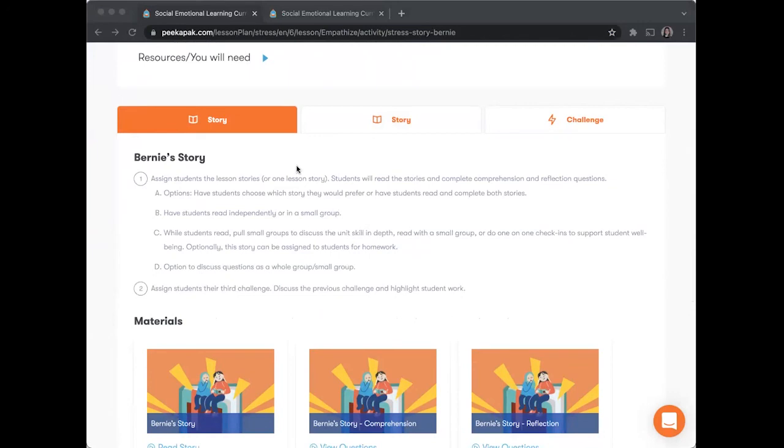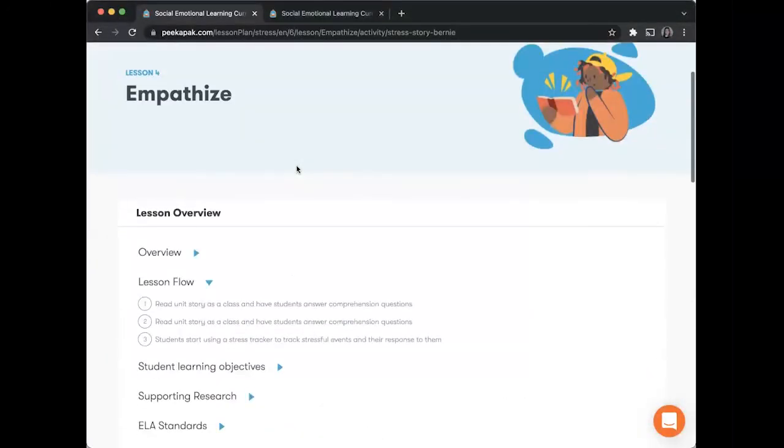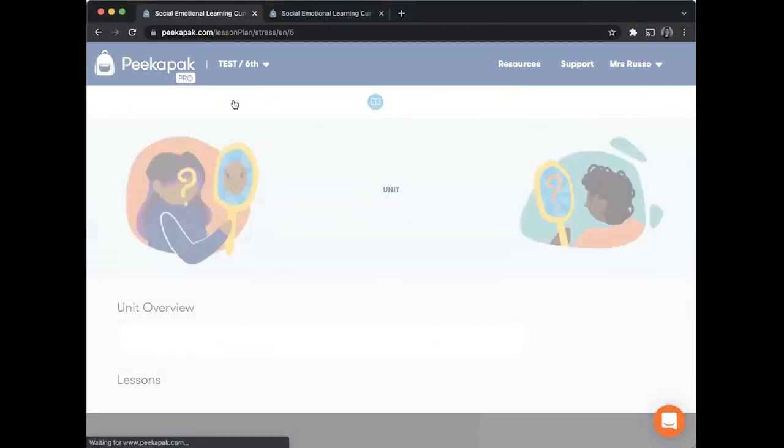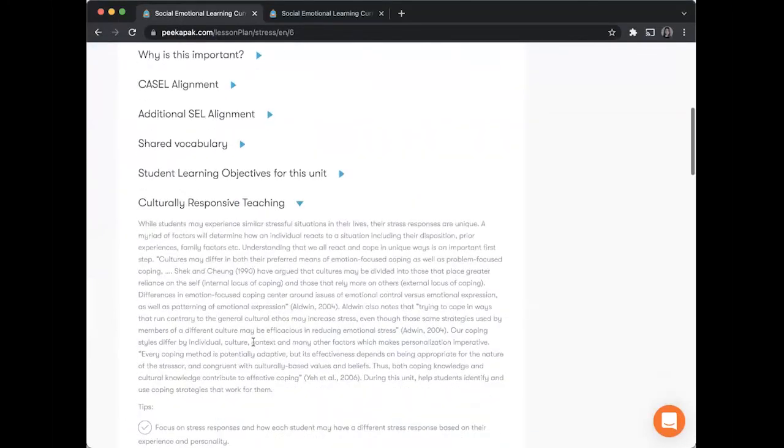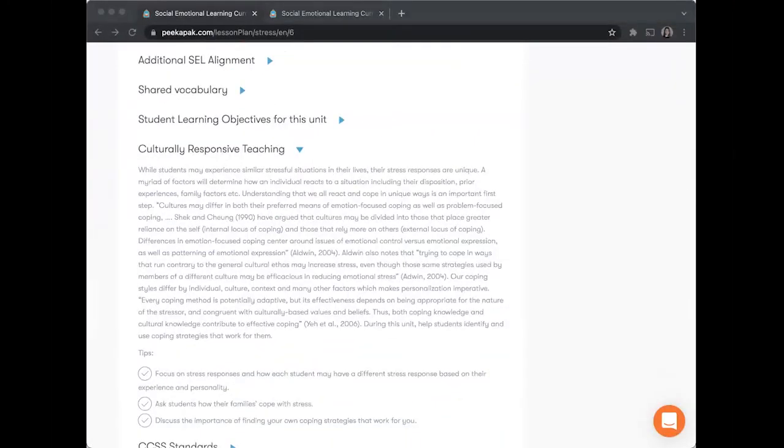And now a note, I'd mentioned this at the very beginning. If I go to a unit overview, you'll see this part for culturally responsive teaching. And social emotional learning occurs within the context of culture because it is social. Cultures around the world value and promote different social emotional skills. Individualist cultures and collectivist cultures definitely promote different social skills.